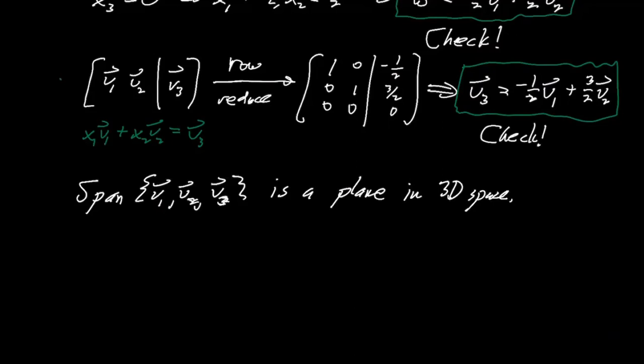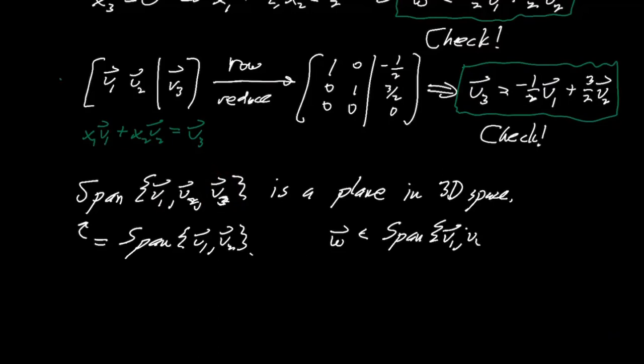In fact, you could also say that V3 turns out to be redundant because it's a linear combination of V1 and V2. You could also say that this equals just the span of V1 and V2. You don't actually need V3. And also, just to write a mathematical statement, we saw that W was in the span of V1 and V2. But in the picture, I hat was not in the span of V1 and V2.